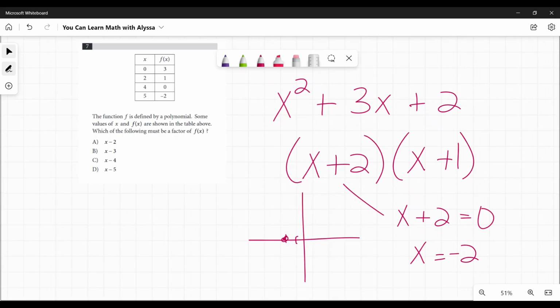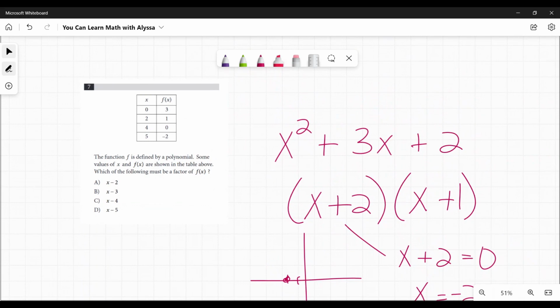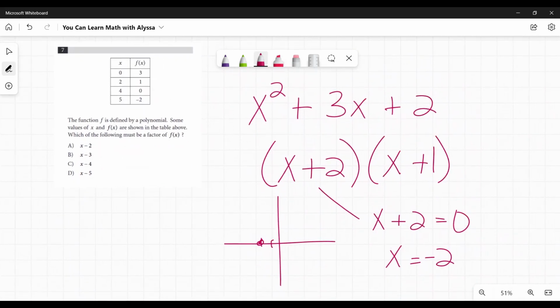Then if x plus 1, and my little thing is going haywire, there we go. If x plus 1 is equal to 0, this second factor over here, then x would be -1. Oh, it's also crossing at -1. So I know this parabola has those two zeros. That's the connection. Factors indicate where the zeros are, where it crosses that x-axis.